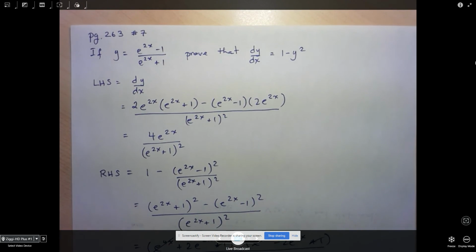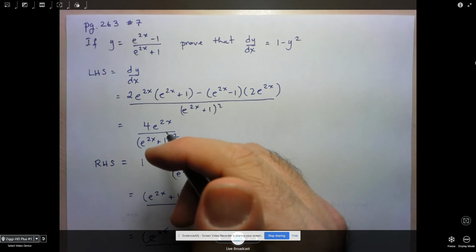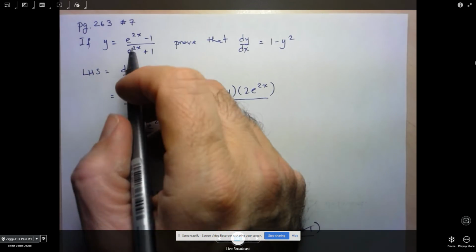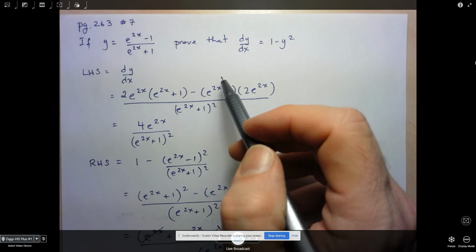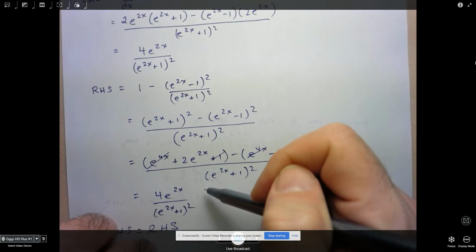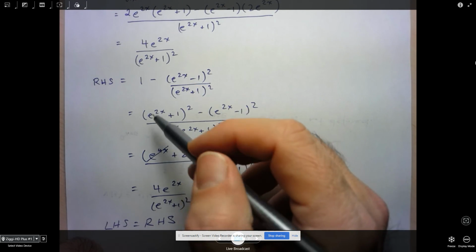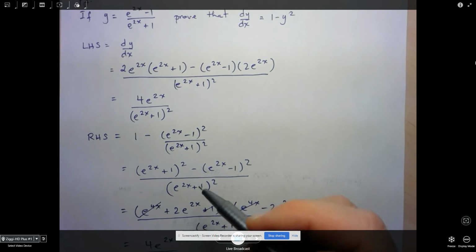Okay, so just to recap, there actually wasn't anything particularly special about this question. They just gave us a function and told us to show that this equality holds. So we started with one side, went as far as we could, worked with the other side, and showed that they ended up at the same spot. And so we achieved what we had to achieve. Okay, that's it for this one.